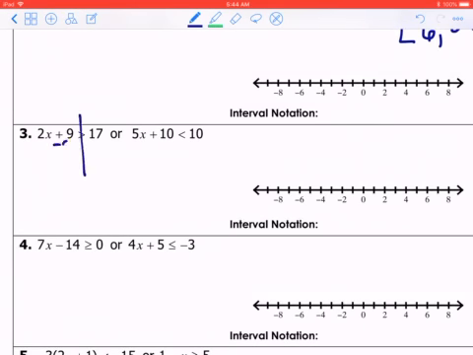So I'm going to subtract 9. Now I have 2x is greater than 17 minus 9, which is going to give us an 8. Now we're going to divide by 2. X is greater than 4. All right, be checking my work, guys. Or, now we're going to look at this one.